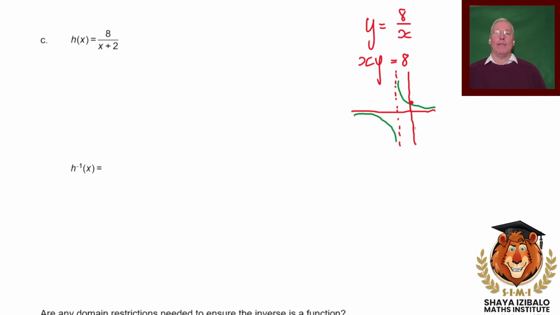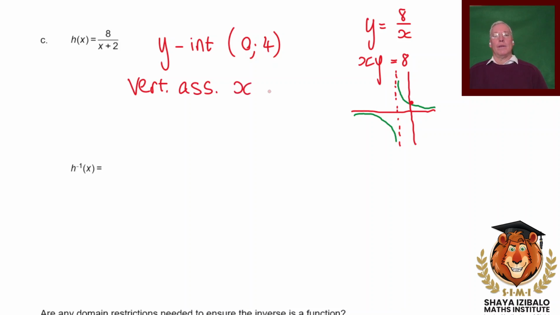How would we find the y-intercept? Well, we'd find the y-intercept by letting x be 0. And so, in fact, the y-intercept of this graph is just 0, 8 over 2, which is 4. We can now go and draw this graph, but let's remember that it does have a vertical asymptote at x equals minus 2.